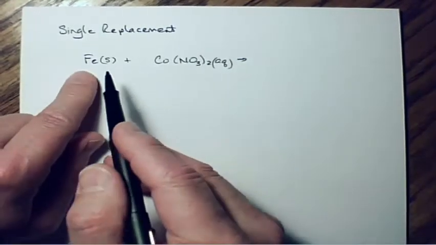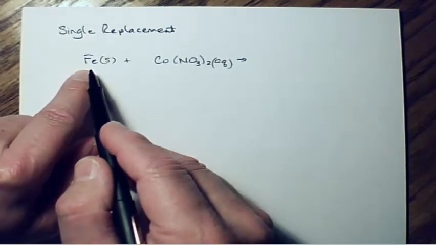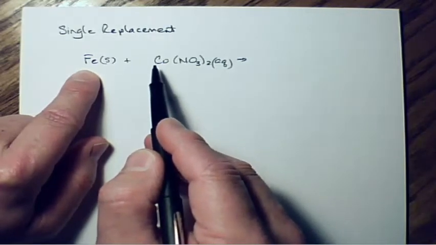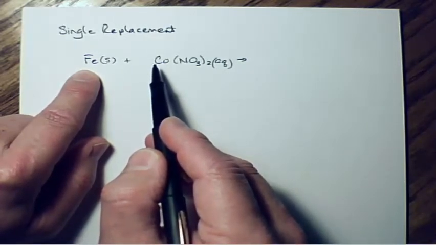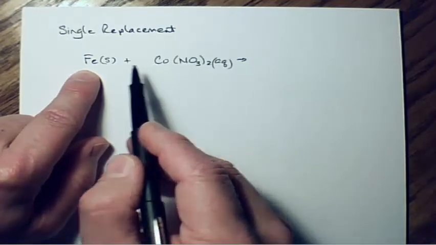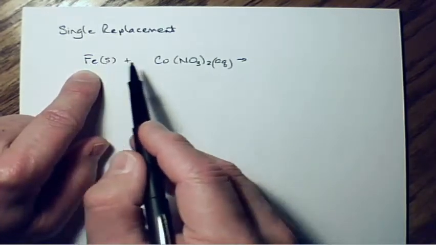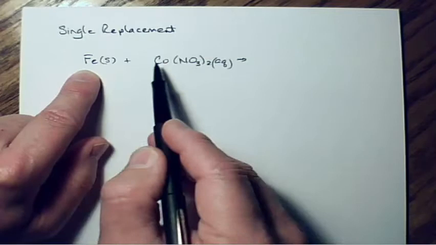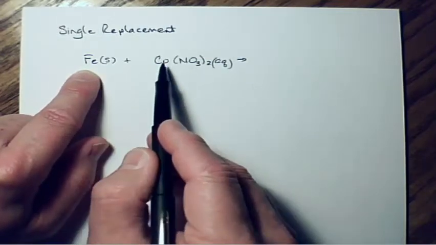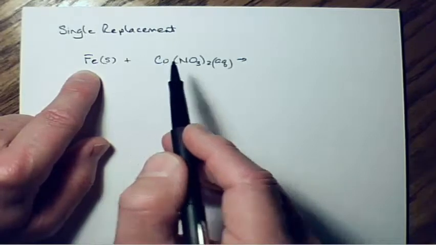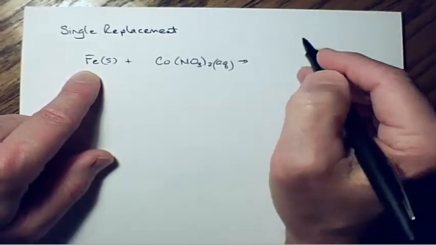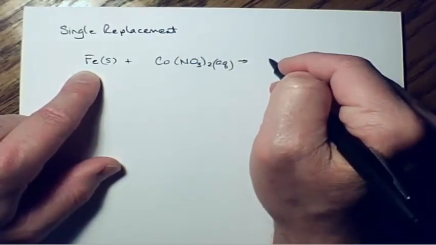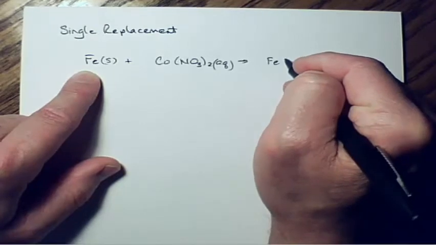Okay, so iron is more active than cobalt if the form of iron we're making is iron 2. If you look at the list of standard reduction potentials, iron 2 is below cobalt 2, okay? But iron 3 is not. So only iron 2 is going to replace cobalt. Does that make sense? Okay. So when we put iron with the nitrate, iron 2 will replace the cobalt in the nitrate. So it becomes iron 2 nitrate.